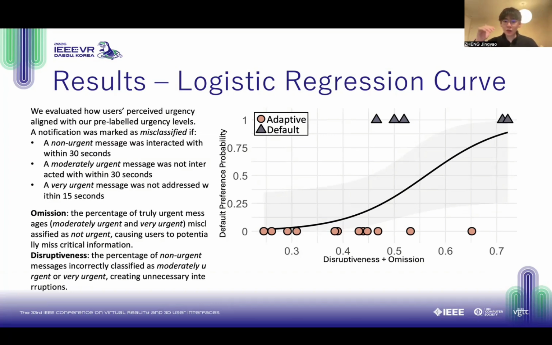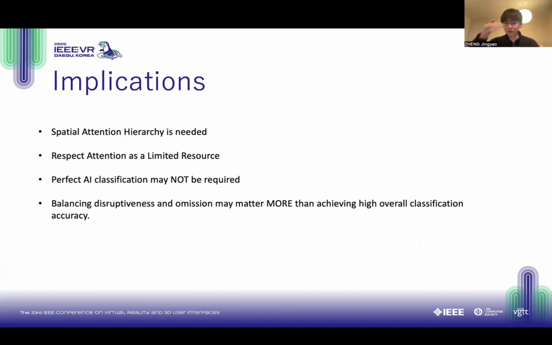Here we found that the sum of disruptiveness and omission has a logistic regression relationship with users' preferences about the adaptive notification system. So it draws a conclusion, or implication, about future design: perfect AI classification may not be required for users to accept the adaptive notification system, and balancing disruptiveness and omission may matter more than achieving high overall classification accuracy.